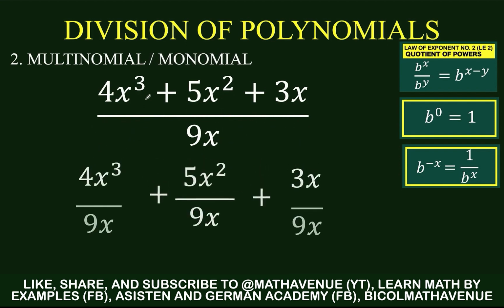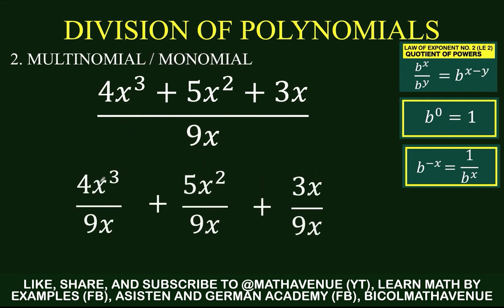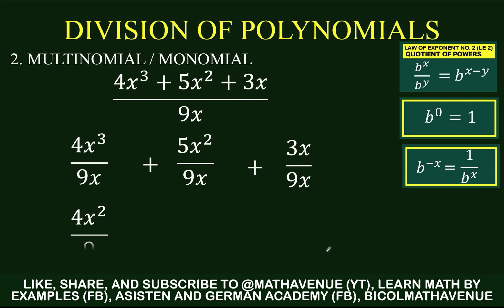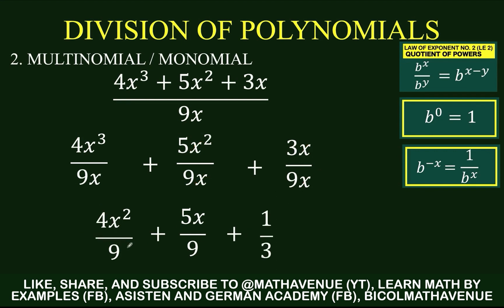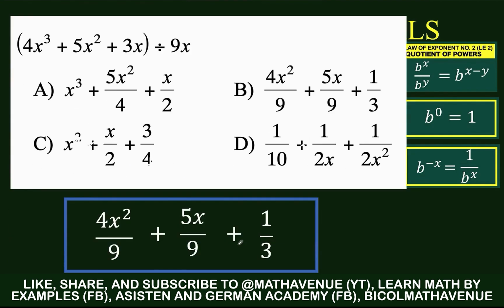So this is now what will happen. Each one of these terms in the numerator is now divided by the monomial denominator. Then the rest is just simplifying this. 4x cubed divided by 9x is 4x squared over 9 because we subtract the exponent 3 minus the exponent 1 here to get x squared. 5x squared divided by 9x is equal to 5x over 9. So you can think of this like this. X squared divided by x is x to the 1st. That's why you have this x here. Then here, x divided by itself is 1. So what's left is the lowest term of 3 over 9, which is 1/3. Notice that our answer still consists of 3 terms. So this is now our final answer, and that is letter B.